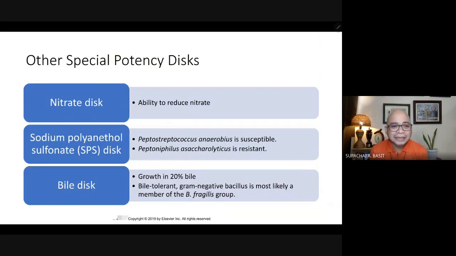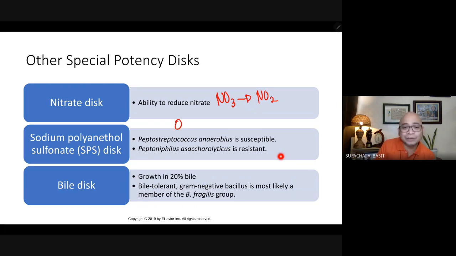Okay, so a while ago I did mention nitrate, SPS, and bile disc. Nitrate disc is actually the same as the nitrate reductase test, because the nitrate test will determine the ability of the organisms to reduce nitrate to nitrite. SPS stands for sodium polyanethol sulfonate. Actually, SPS is an anticoagulant that we use for blood culture, but in this case, it is not an anticoagulant, but it is incorporated in the disc.